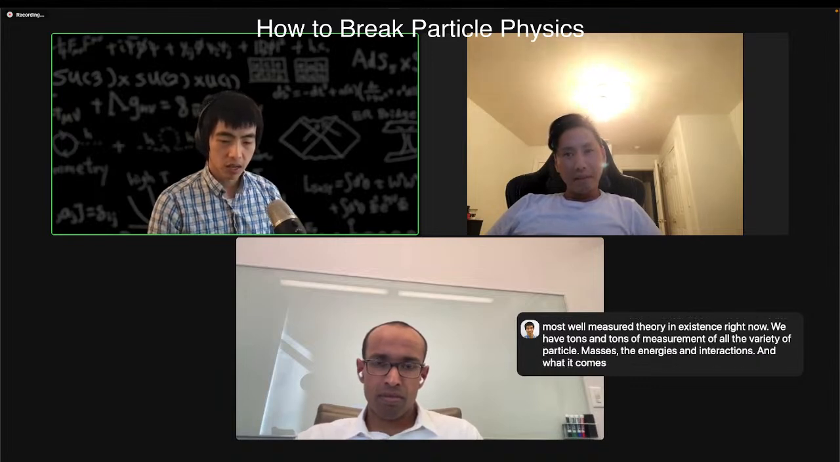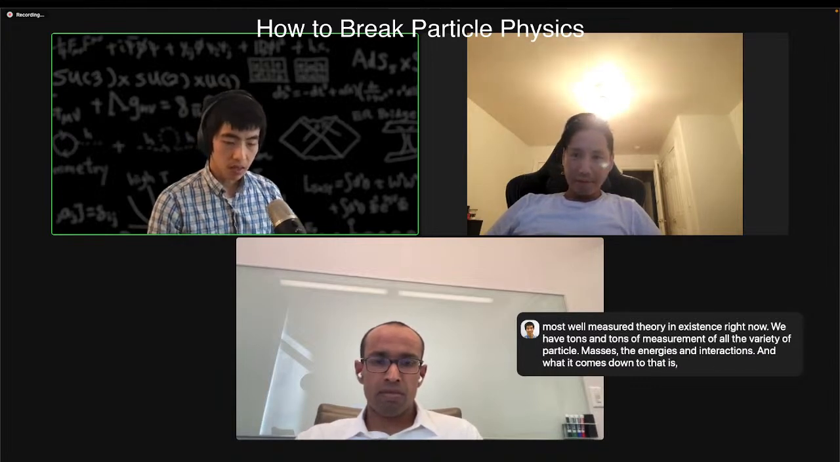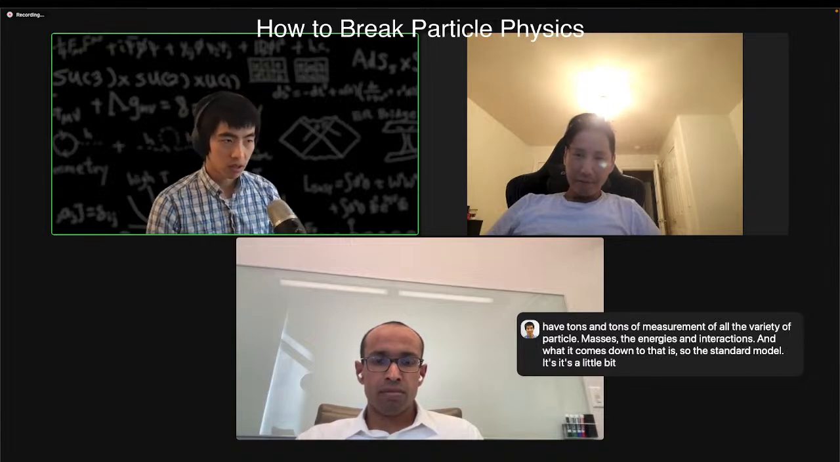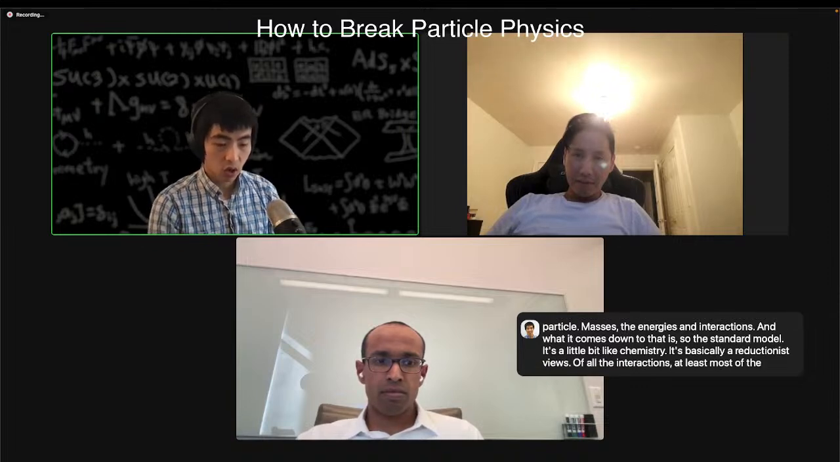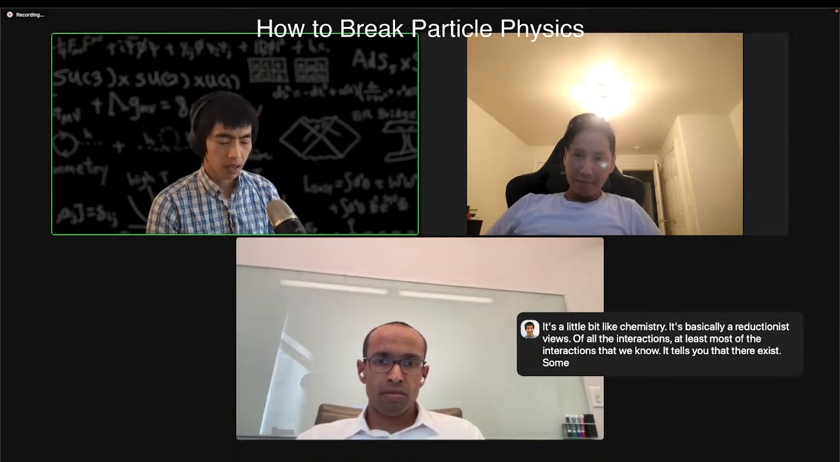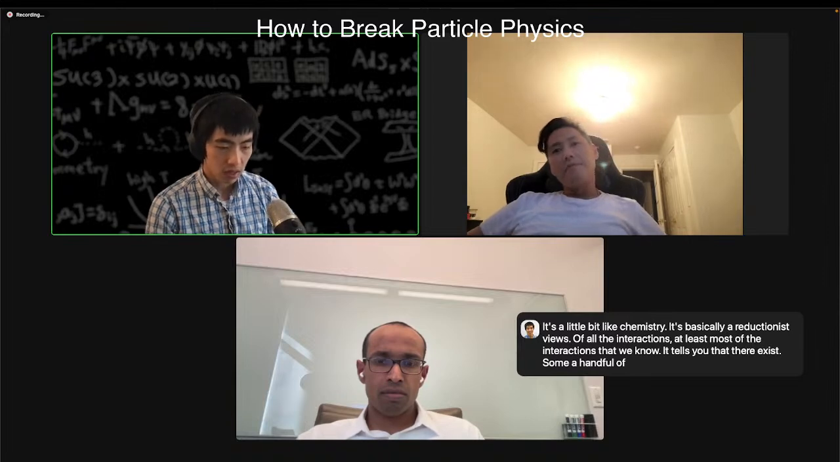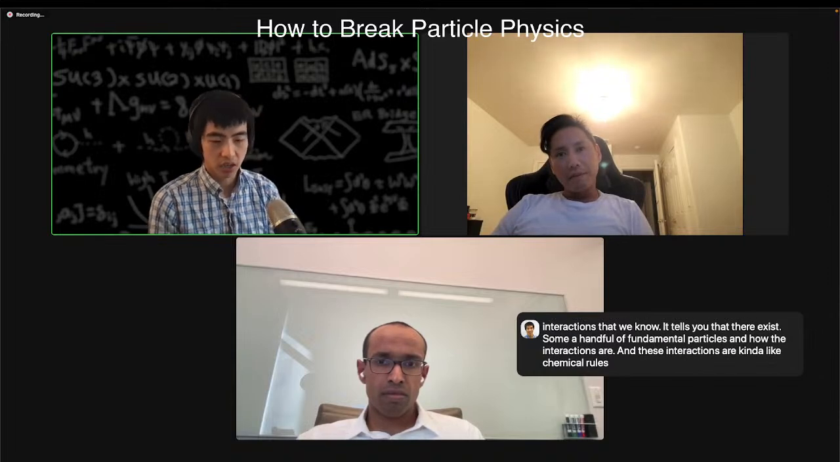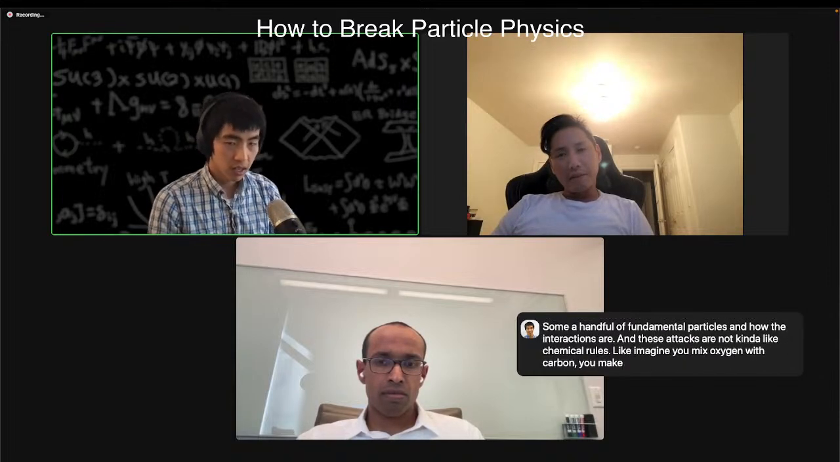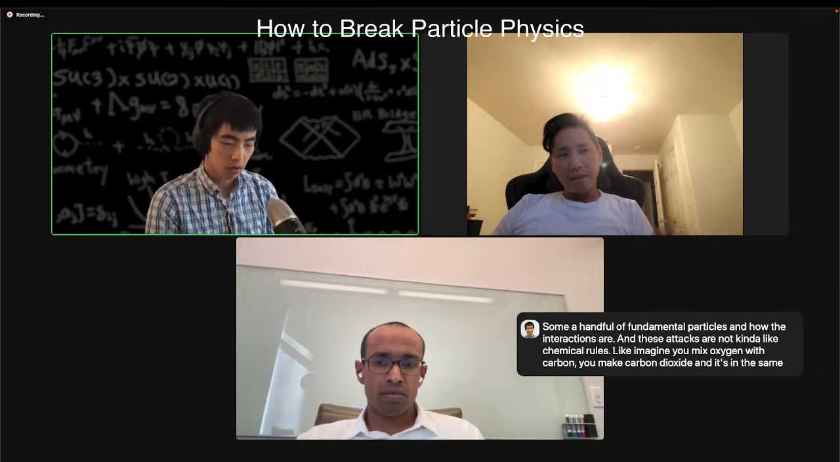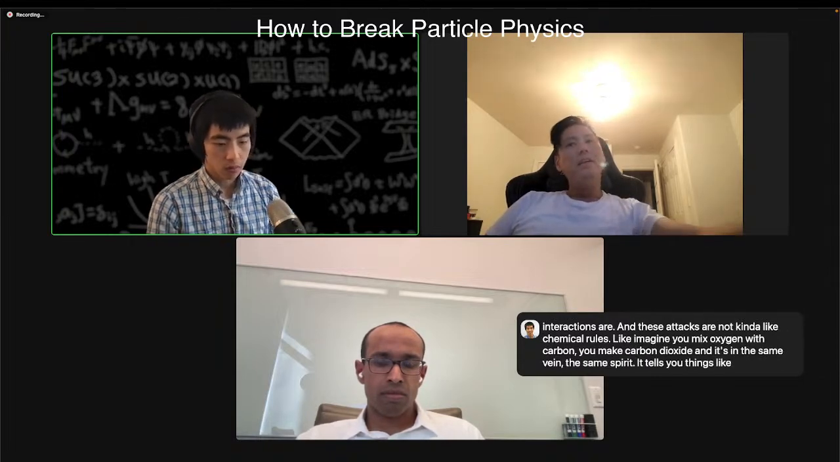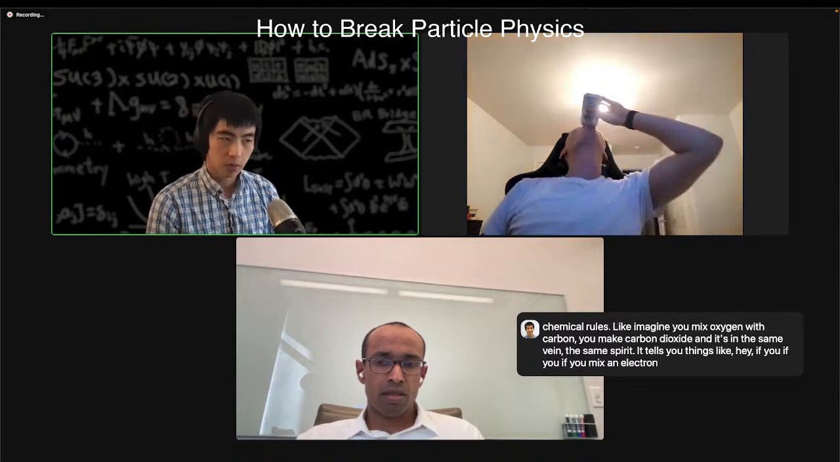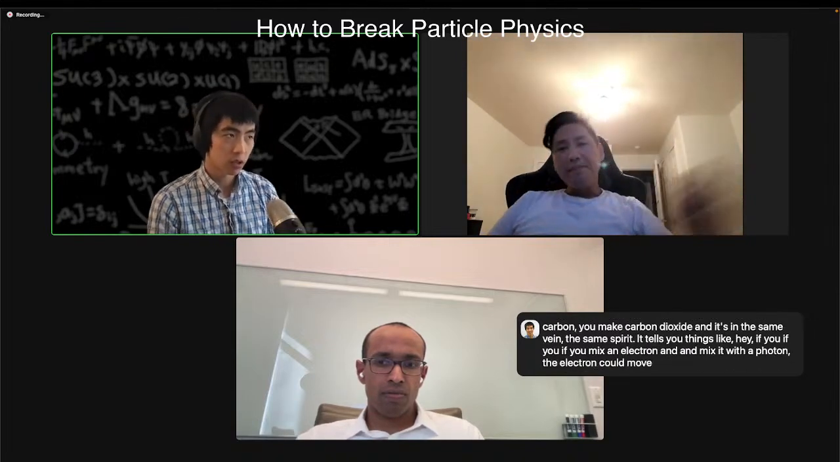And what it comes down to is that the standard model is a little bit like chemistry. It's basically a reductionist view of all the interactions, at least most of the interactions that we know. It tells you that there exists a handful of fundamental particles and how their interactions work. And these interactions are kind of like chemical rules. Like imagine you mix oxygen with carbon, you make carbon dioxide. In the same spirit, it tells you things like, if you mix an electron with a photon, the electron could move, right? And so on and so forth.